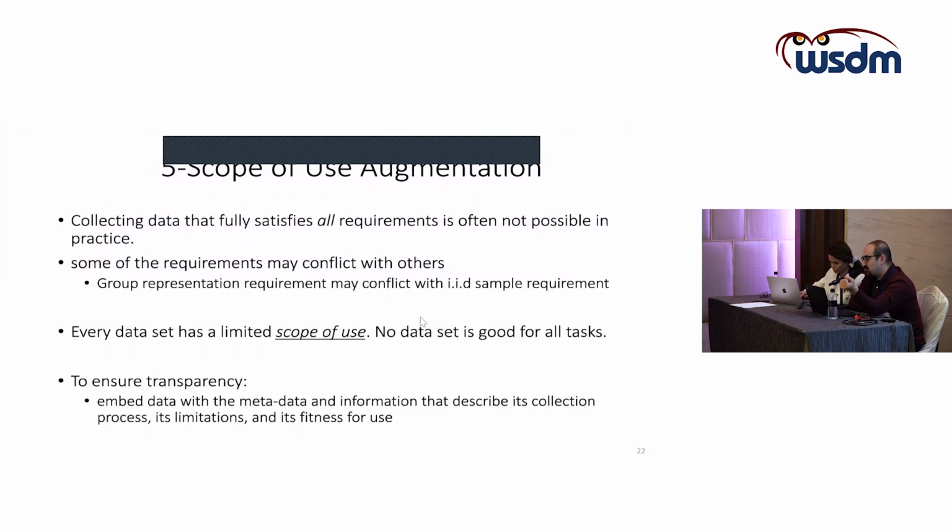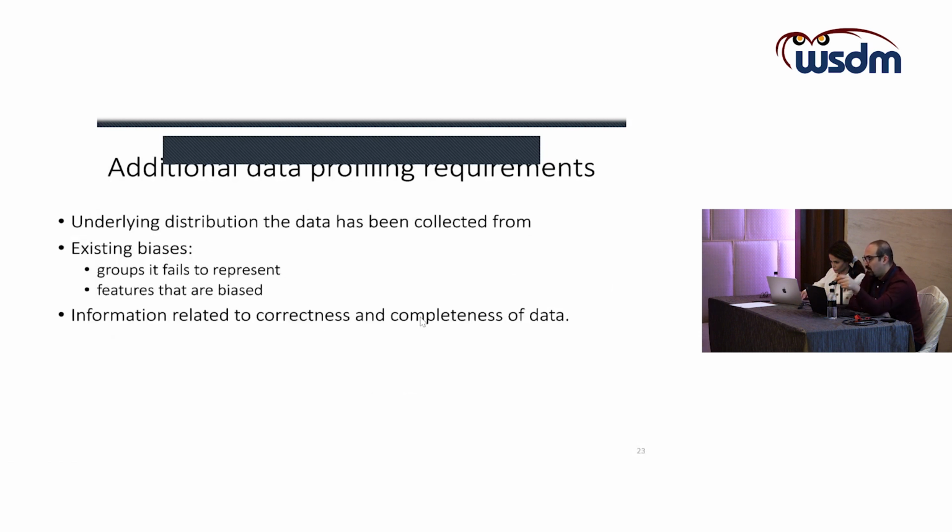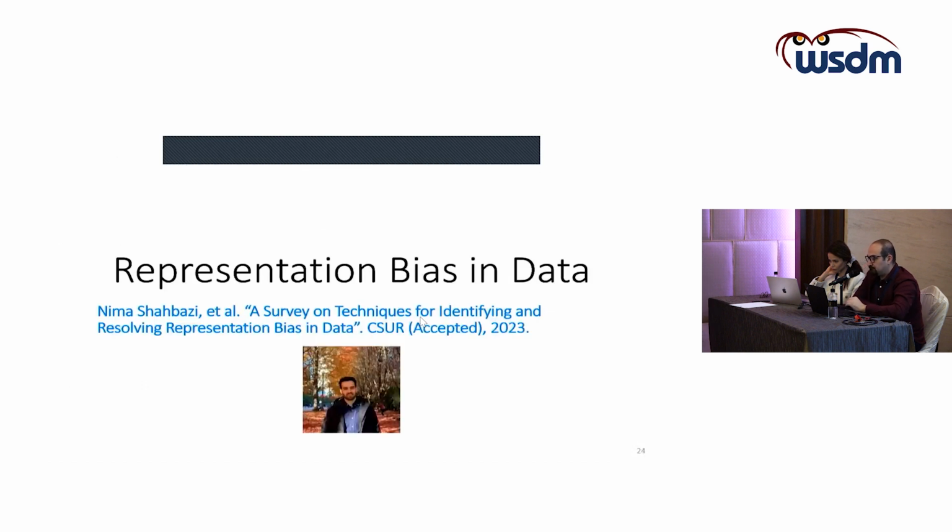As a result, it's very important that for the data at hand, we augment the data with the scope of use, that specifies what the boundaries of use for this data are. To ensure transparency, one needs to embed the data with metadata that describes its collection process, limitations, and fitness for use. It should include information about the underlying distribution, existing biases, both from group representation and biased features, and also information about correctness and completeness in the data. Okay, so with that, I talked about 5 requirements.